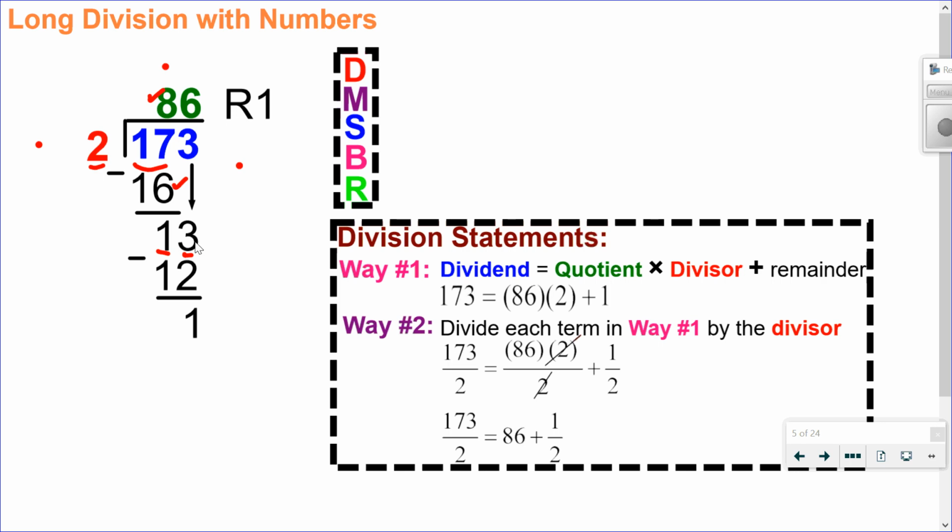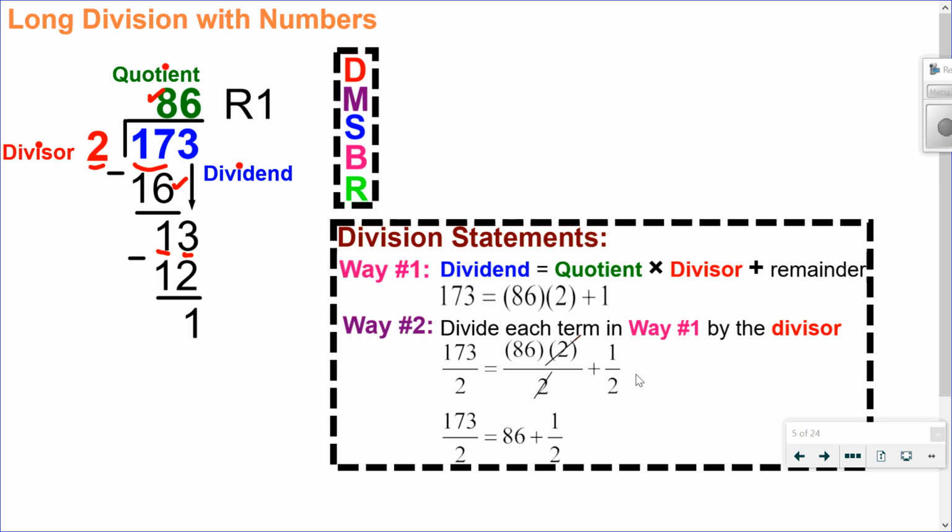Looking at the parts of this, the 2 outside here is called your divisor. That's the number that you are breaking the dividend into equal parts. So the dividend of 173 is divided into parts of 2. The number 86, that's the answer to a division question, which is called the quotient. And of course, you have your remainder.